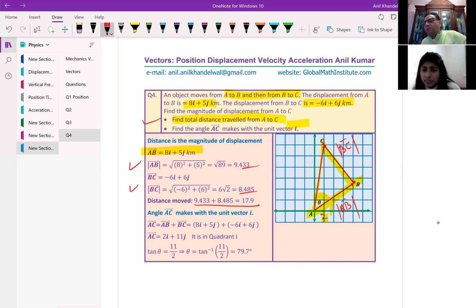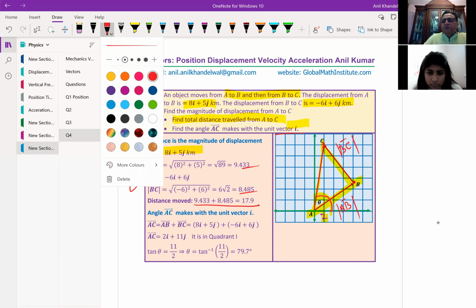First you travel, let's say, 2 kilometers, then you travel 3 kilometers. You will add 2 and 3 to get 5 kilometers as your answer, rather than direct as the crow flies. That is not the distance; that is the displacement. Now, the second part is to find the angle AC makes with the unit vector i. So that is the angle we need to figure out. That means we need to find the vector AC, or the displacement from A to C, the net displacement. So that is addition, right? In a triangle, we use the addition rule, so you can add.